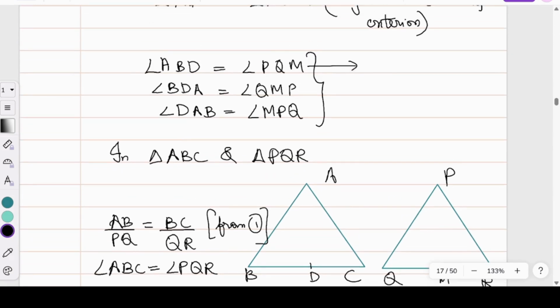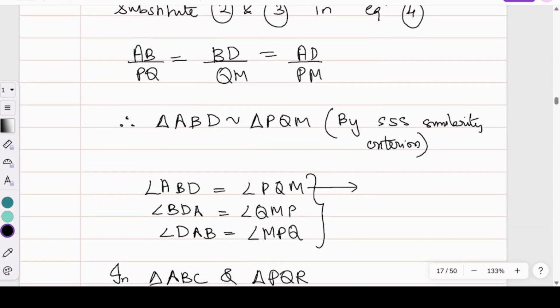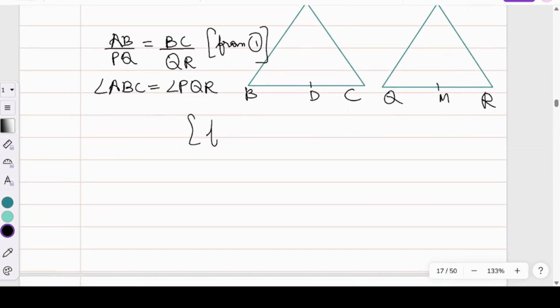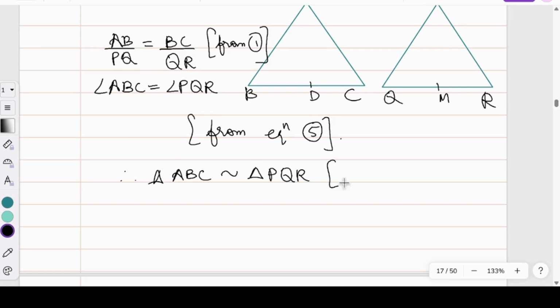From this one. From here we can write that, let it be the equation number 5. From equation 5, right? We can write angle ABC equal to angle PQR. Therefore, now from these two things we can write, therefore what? Therefore, triangle ABC is similar to triangle PQR. By using which criteria? By using SAS criteria.